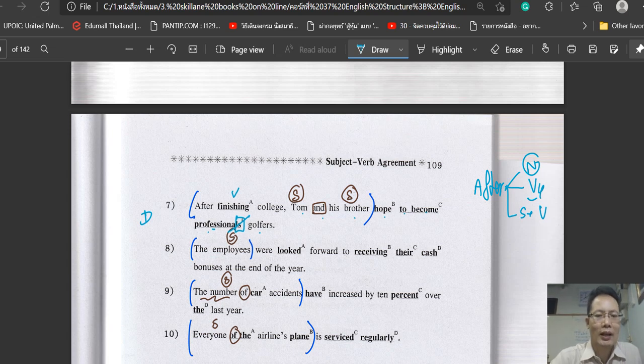Employees were done by themselves. Active voice and passive voice. This one is passive voice. Be plus verb 3, passive voice. No. Employee look forward to. Wait for. Wait eagerly for. This one must be looking forward to.